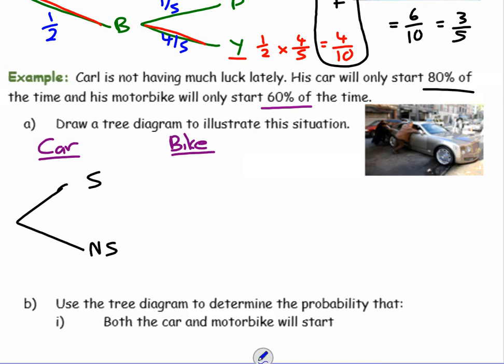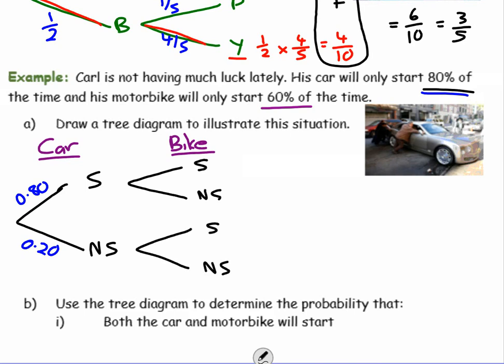His car will only start 80% of the time, so as a decimal that's 0.8. Put 0.80 if it helps. So probability of not start, because these 2 branches must vertically add up to 1. So 0.8 plus 0.2 adds up to 1. Bike as well has the same outcomes, start and not start. Let's put the probabilities on there. So probability it will start is 0.60, so that must be 0.40 chance that it doesn't start. So that one just wanted us to do the tree diagram to begin with.